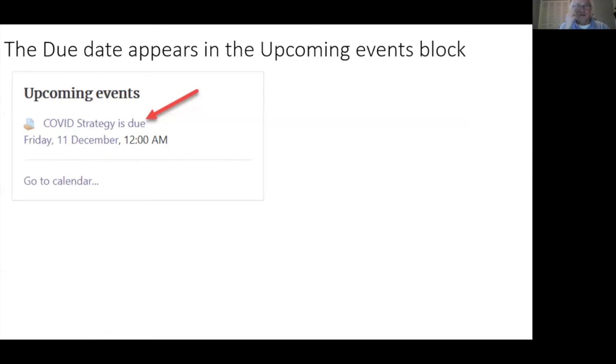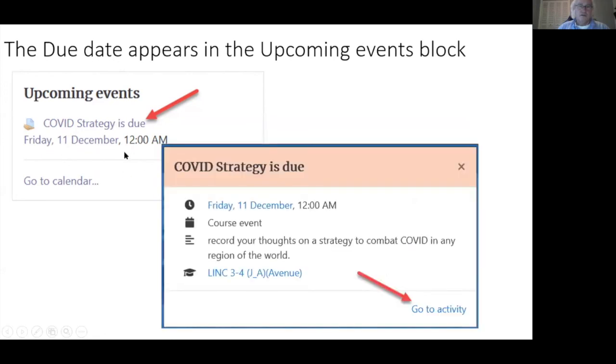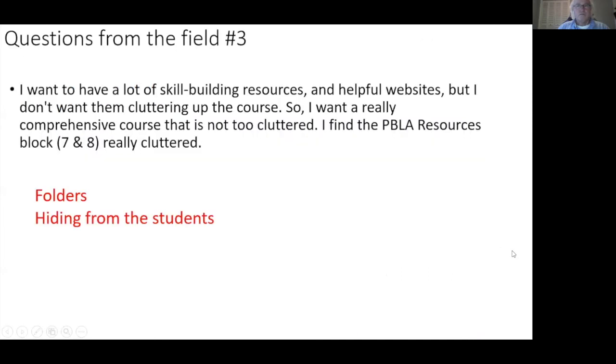And not only that, if you put the due date on an assignment, it pops up in the upcoming events block. So if you click on that, COVID Strategy is due, the pop-up appears again, and then you can go to the activity from there. Okay, so there's two ways to go there.